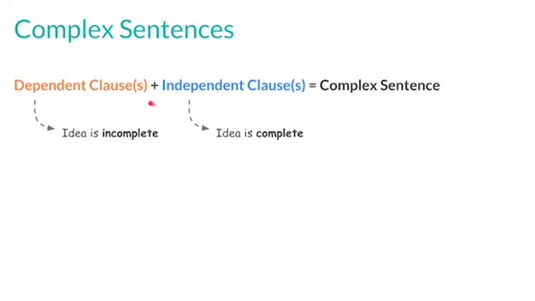Now, what do we use to connect the dependent and the independent clause to each other? We use what is called a subordinating conjunction. So we'll talk about subordinating conjunctions very soon. First, let's take a look at some examples of complex sentences.